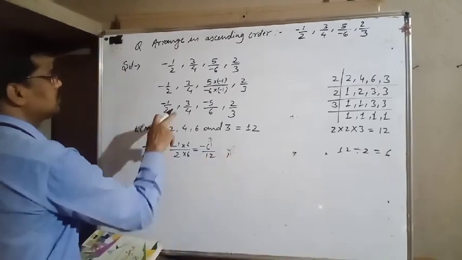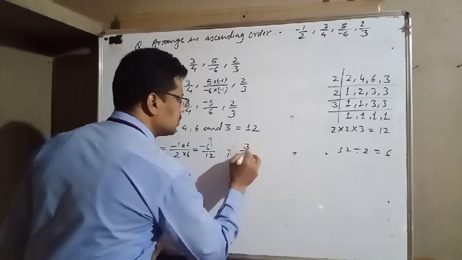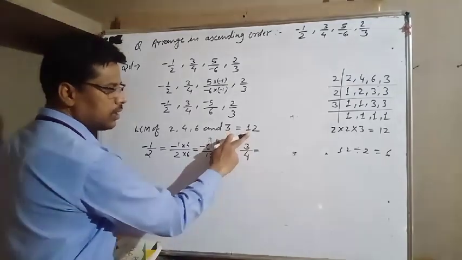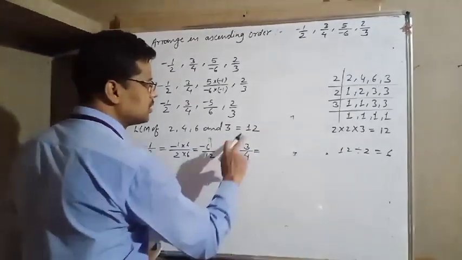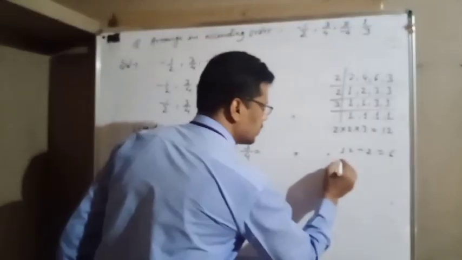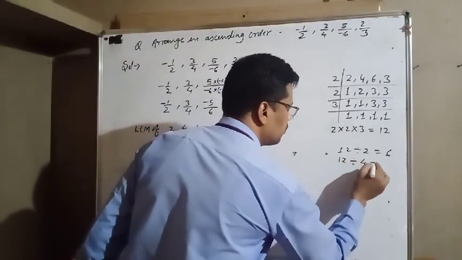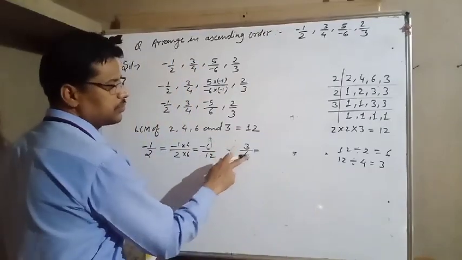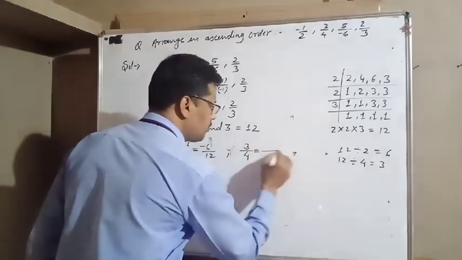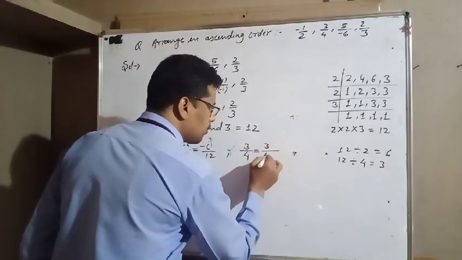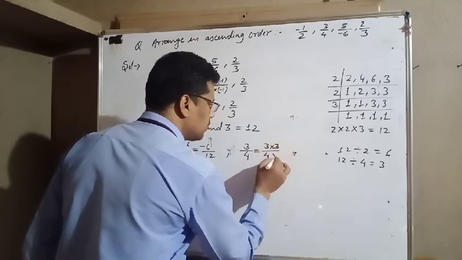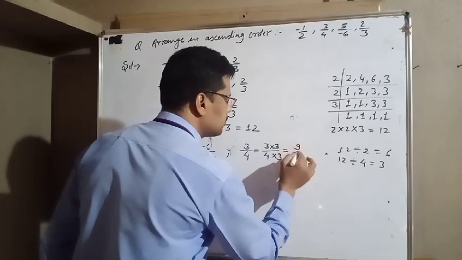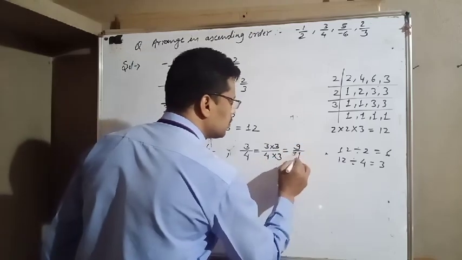Next number, 3 upon 4. Here also we want to make the denominator 12. How can we make it 12? Again the same procedure: the LCM 12 divided by 4 gives 3. After getting this 3, the numerator and denominator should be multiplied by 3. So 3 upon 4, now 3 into 3. If you multiply, what do you get? 3 threes are 9 and 4 threes are 12.